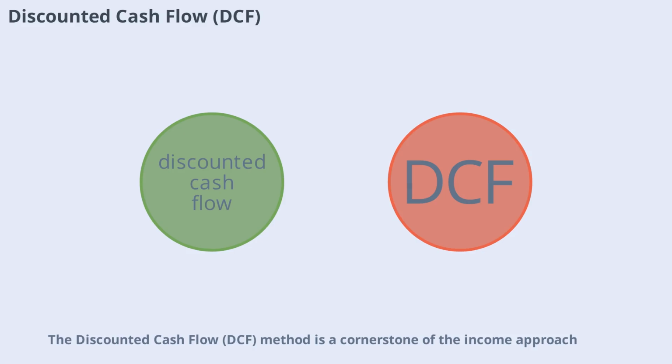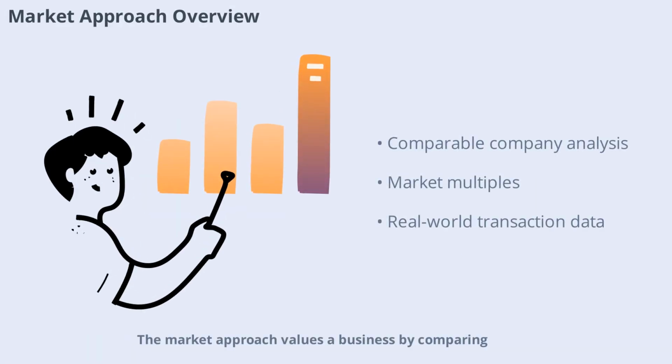The discounted cash flow (DCF) method is a cornerstone of the income approach. It involves projecting the company's free cash flows over a certain period, then discounting them back to their present value. The sum of these discounted cash flows represents the business's value. DCF requires careful estimation of future cash flows, growth rates, and the discount rate, making it both powerful and sensitive to assumptions.